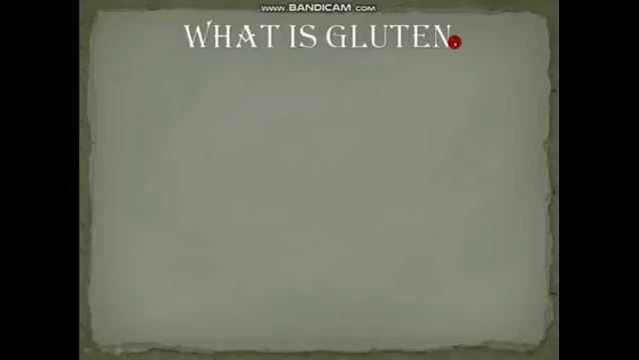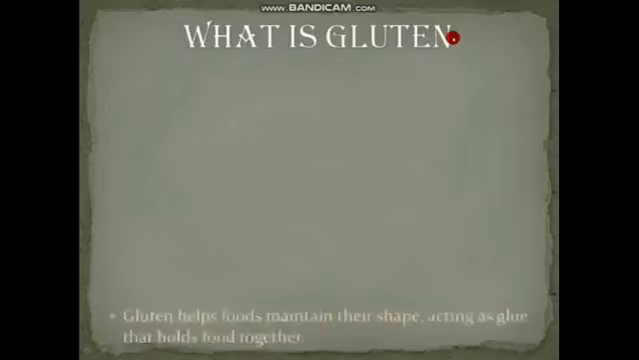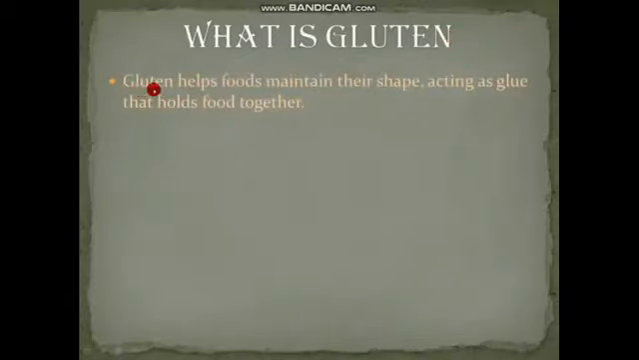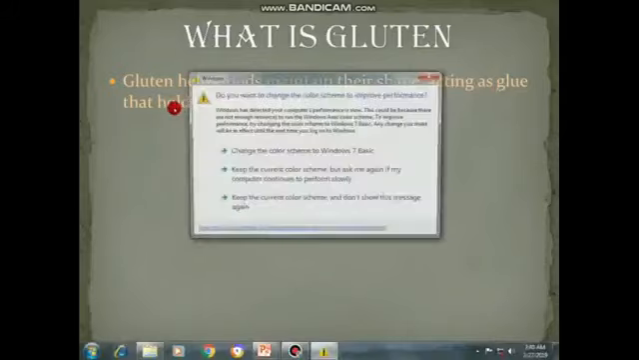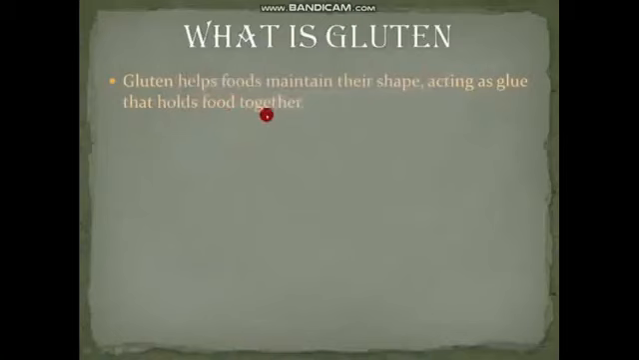Now, what is gluten? Gluten is a general name for the proteins that are usually found in wheat. The first point says that gluten helps food maintain its shape, acting as a glue that holds the food together. So it is a kind of substance that is especially responsible for maintaining the shape of the food, because it is acting as a glue, and it is also responsible for holding the food together.